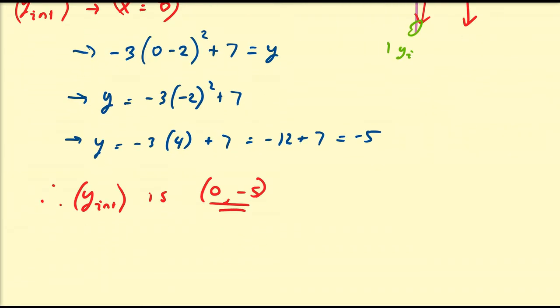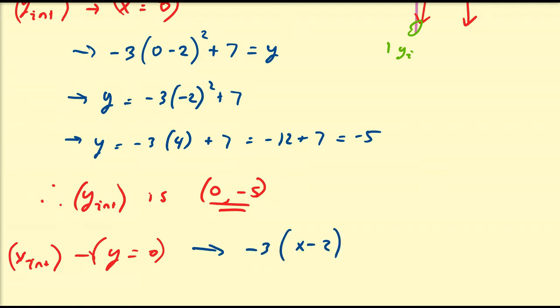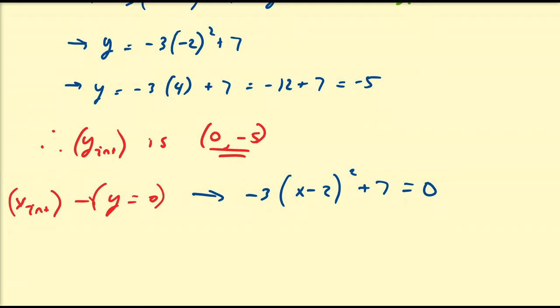Similarly, we can find the x-intercepts by setting the y value equal to 0. So if that is the case, then we're going to have the relation negative 3 times x minus 2, the quantity squared, plus 7 is equal to 0. And now we need to solve this equation for x. I'm going to begin by isolating everything that does not have x in it. So I'm going to begin by subtracting 7 from both sides.